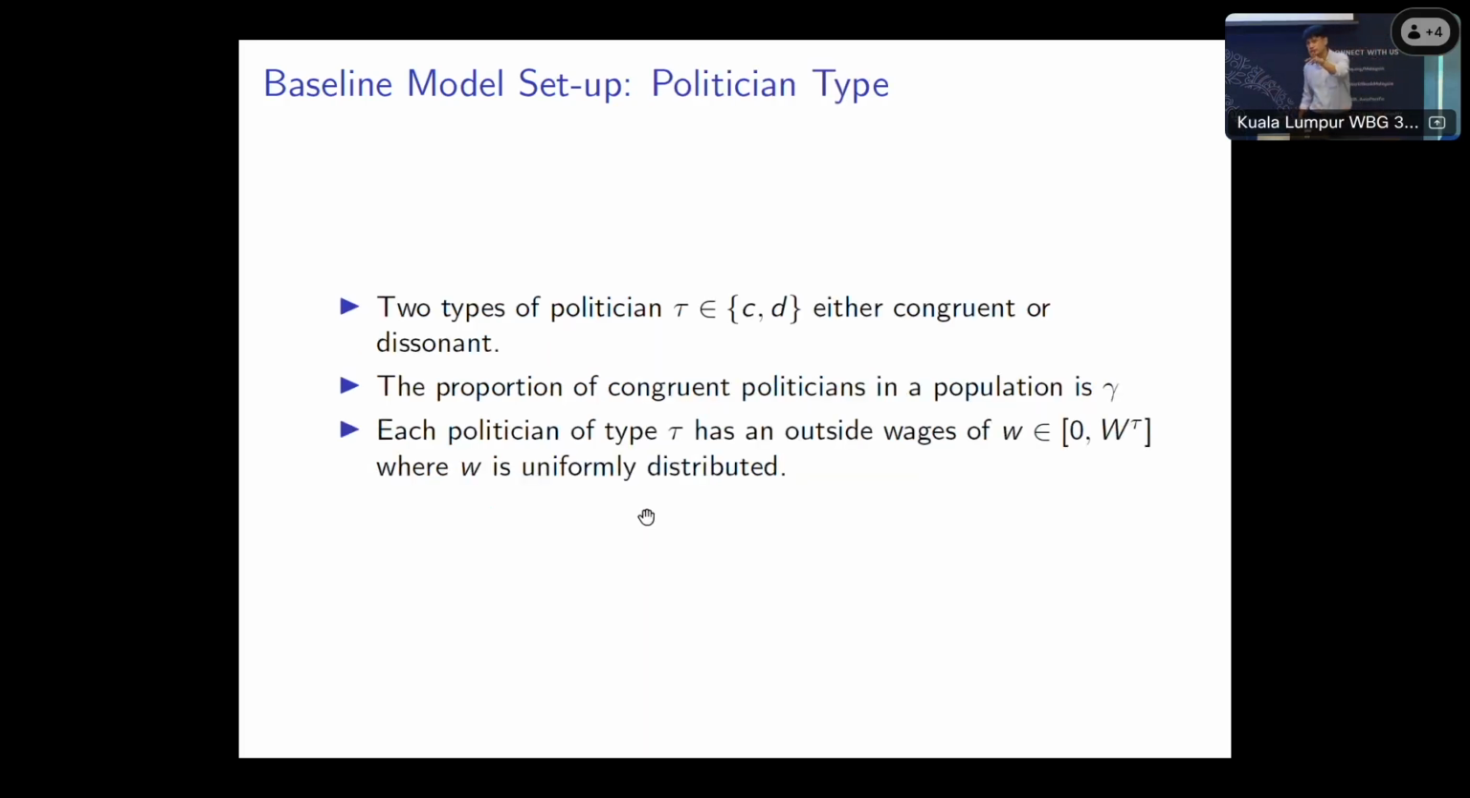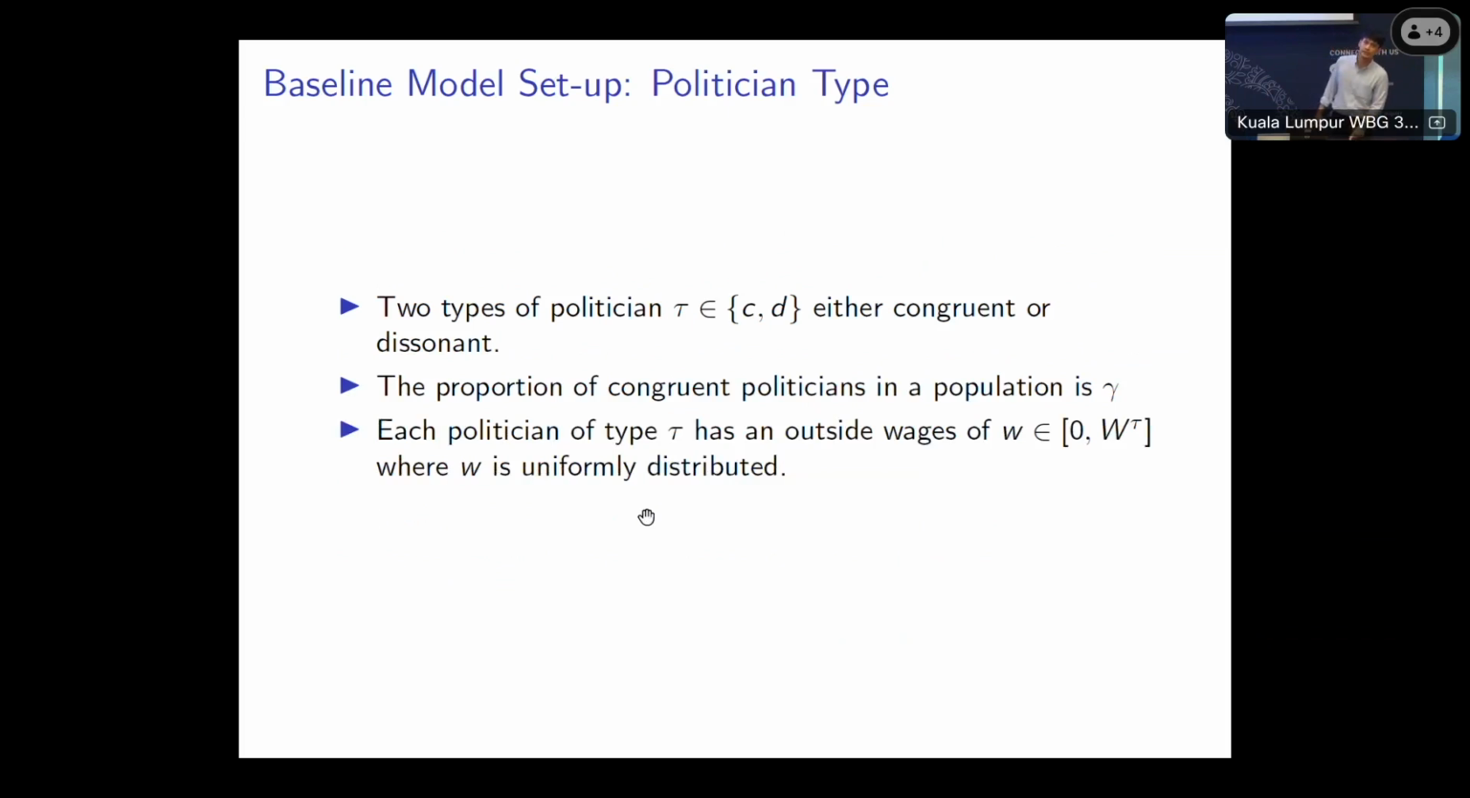And so there are 2 types of politicians, either congruent or dissonant. The proportion of congruent politicians in a population is gamma, and each politician of type tau has an outside wage with a maximum of W, between 0 and W. It's a uniformly distributed function.